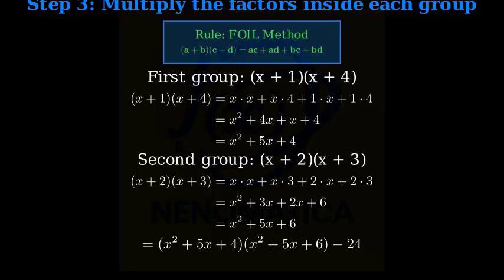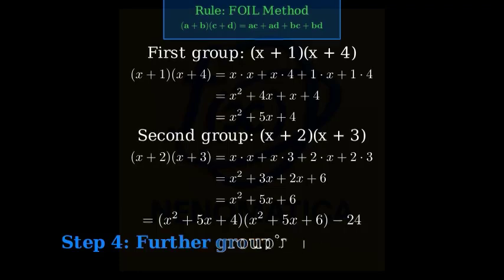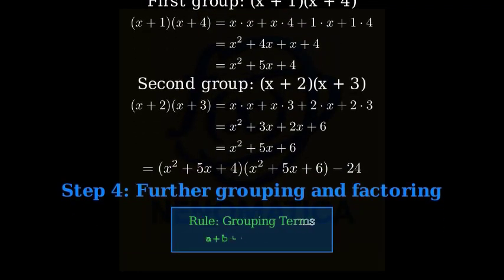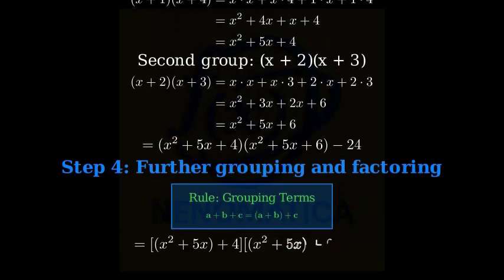Therefore, our expression becomes (x squared plus 5x plus 4)(x squared plus 5x plus 6) minus 24. Now, let's rewrite our expression in a different form. We can rewrite x squared plus 5x plus 4 as x squared plus 5x plus 4, and similarly, x squared plus 5x plus 6 as x squared plus 5x plus 6. This gives us (x squared plus 5x plus 4)(x squared plus 5x plus 6) minus 24.